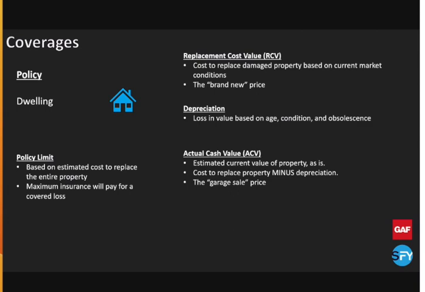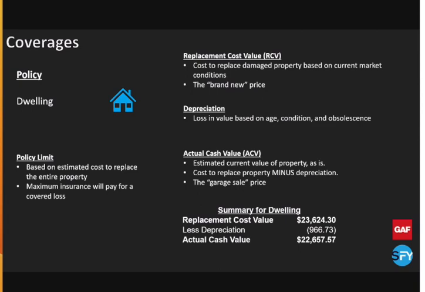Now, actual cash value is the item's current value in an as-is condition. It's the cost to replace the item minus your depreciation, so your garage sale price. So going back to my couch, if I were to put that couch on Facebook Marketplace, I might get $200 or $300 for it, even though it was much more when new. And if I were to try to replace that same couch, I'd be paying a couple thousand, right? But because it's used and because you're selling it on Facebook Marketplace, garage sale price, you're not going to get as much.